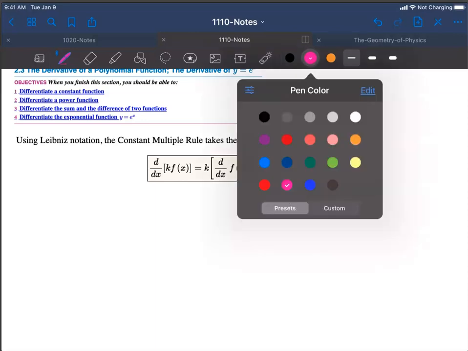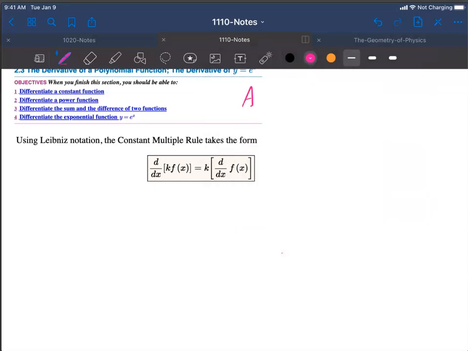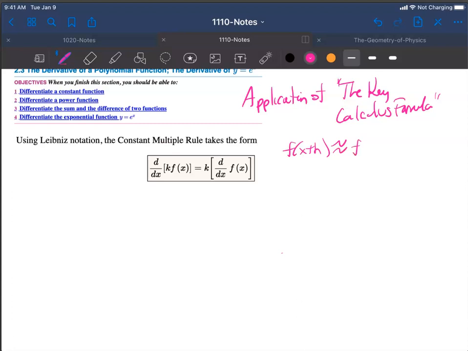So in this video, we're going to look at an application of what I've been calling in this class the key calculus formula. The key calculus formula is that f of x plus h is approximately equal to f of x plus the derivative of the function times h. This is our key calculus formula.